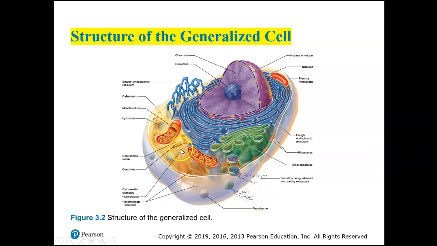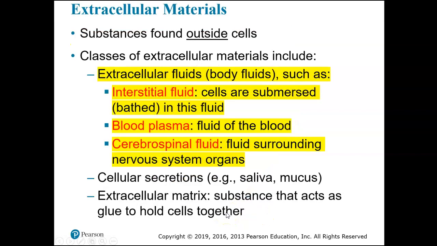We see protein fibers or filaments. The smallest ones are the microfilaments. I don't see any of those labeled on here, but then the medium-sized ones are intermediate filaments, and then the thickest ones are microtubules. These structures are called centrioles, and the centrioles, together with their spindle fibers or microtubules that function in cell division, are called the centrosome. This vesicle is called a peroxisome, and it functions in breaking down fatty acids.